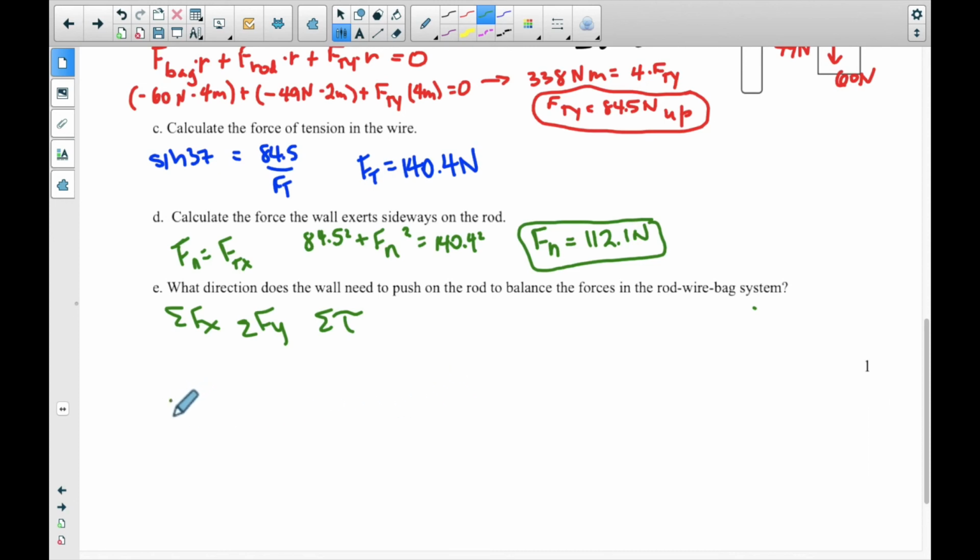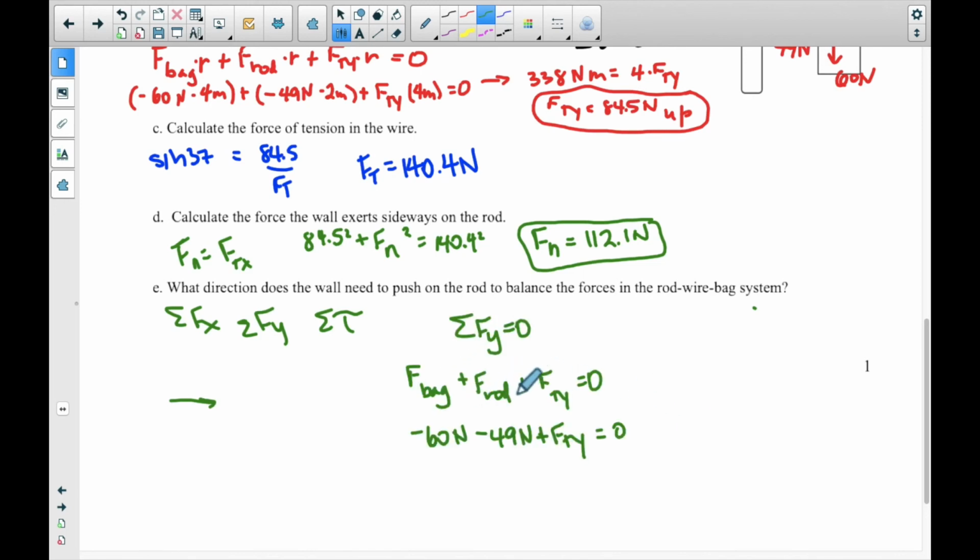So yes, there does need to be a force pushing it to the right, but there is another force as well. Because if we think about the sum of the forces in the y direction, we look at the force of the bag, the force of the rod, and the force of tension in the y direction. The force of the bag is negative 60 newtons going down, the force of the rod is negative 49 newtons going down, and the force of tension in the y direction is 84.5 newtons going up. If we add all those together, it does not equal 0.